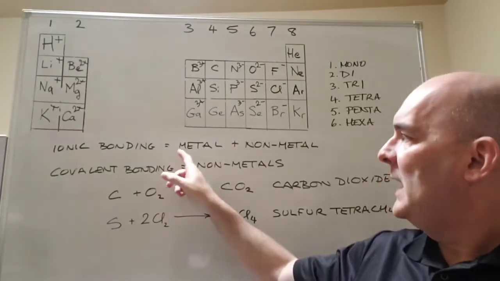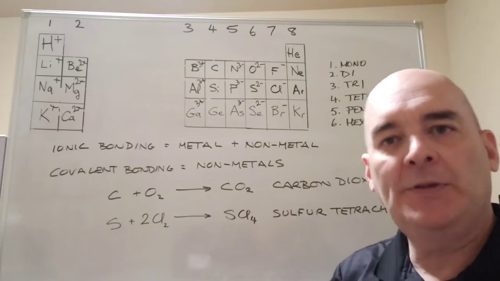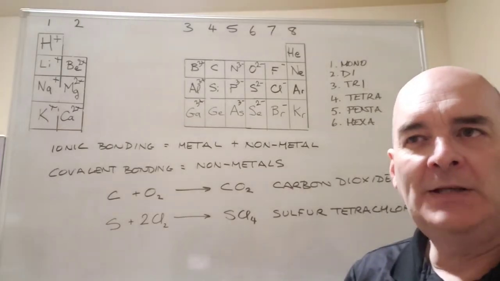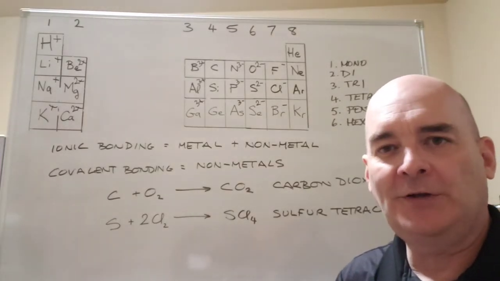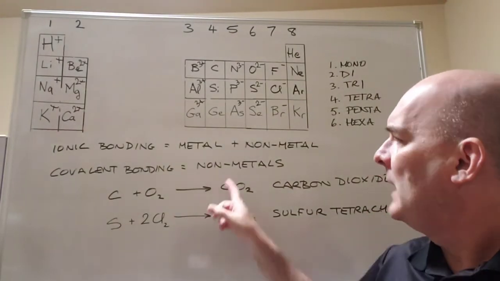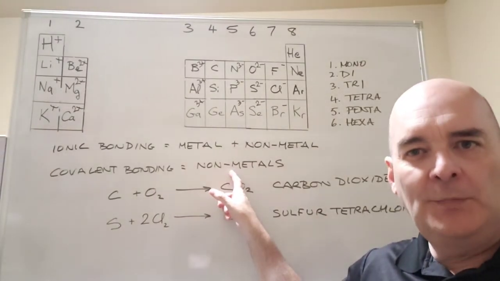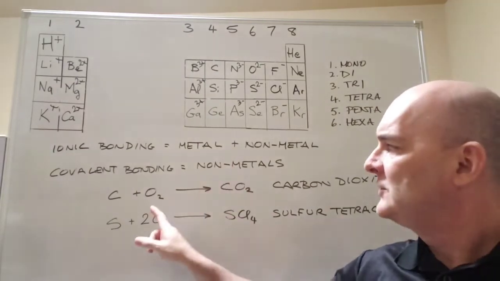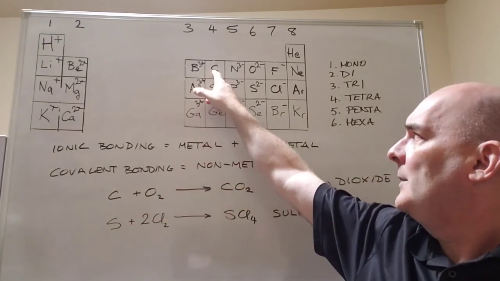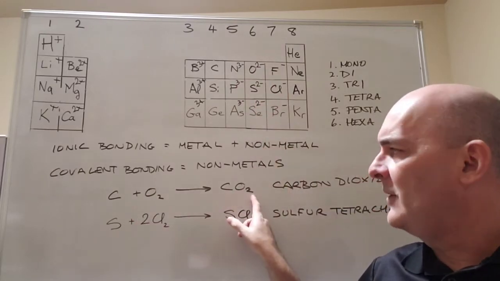So ionic bonding exists between metals and non-metals. But there's another type of bonding. It's called covalent bonding. And it doesn't rely on oxidation and reduction. Instead, it relies on sharing of electrons. And covalent bonding exists exclusively between non-metals. So we see carbon combine with oxygen. Here is carbon, non-metal. There is oxygen, non-metal, to make carbon dioxide.